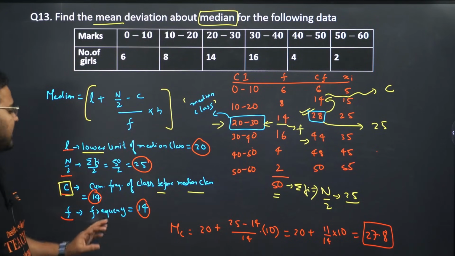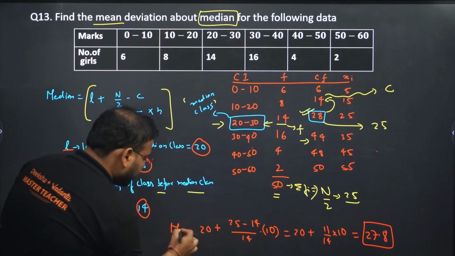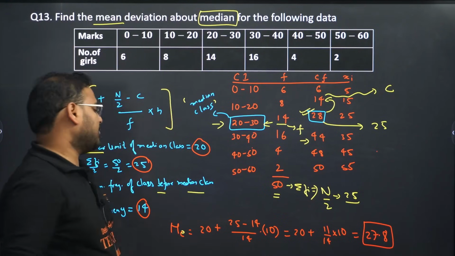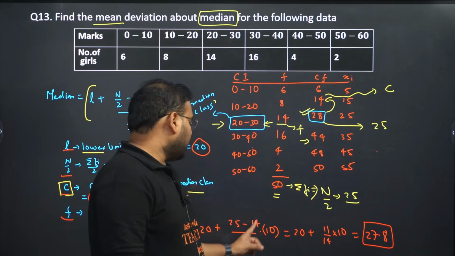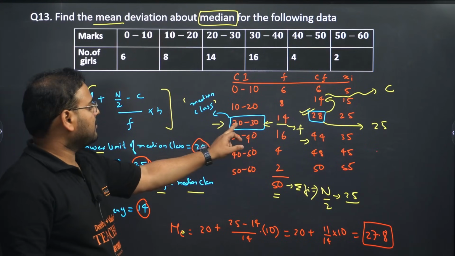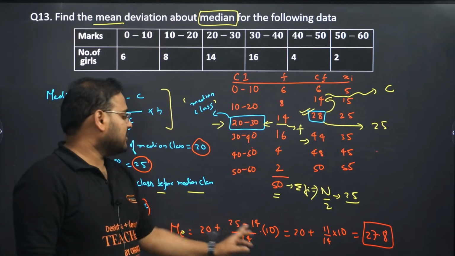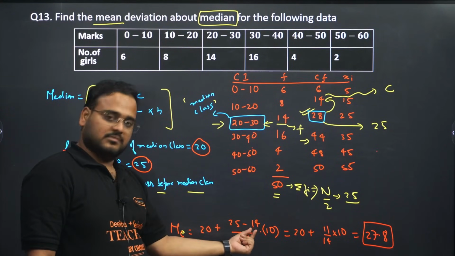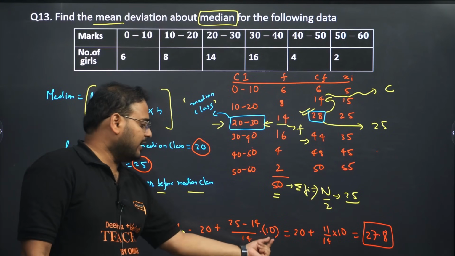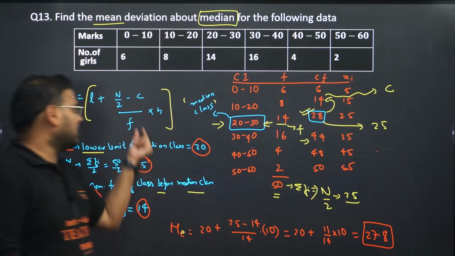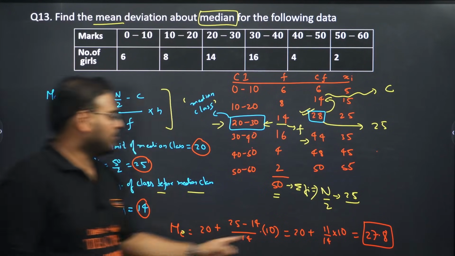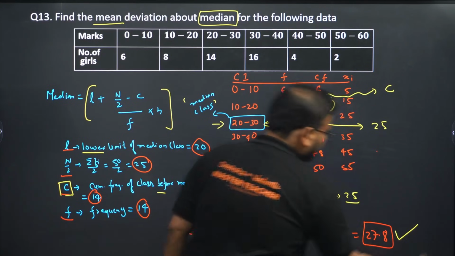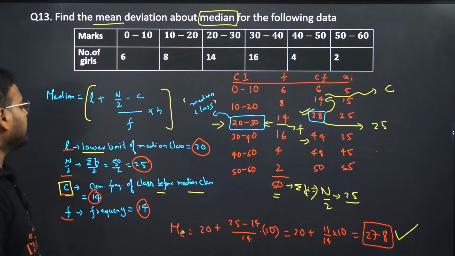Now, once you have that, put it over here to get the median. 20 plus 25 minus 14 means the lower limit is what? 20. 25 minus 14 is going to be n by 2 minus C. So 14 by 14 into 10. 10 is the class size. So H is the class size. This H represents class size. Solve, will get what? This value is 27.8. Now you got your median.